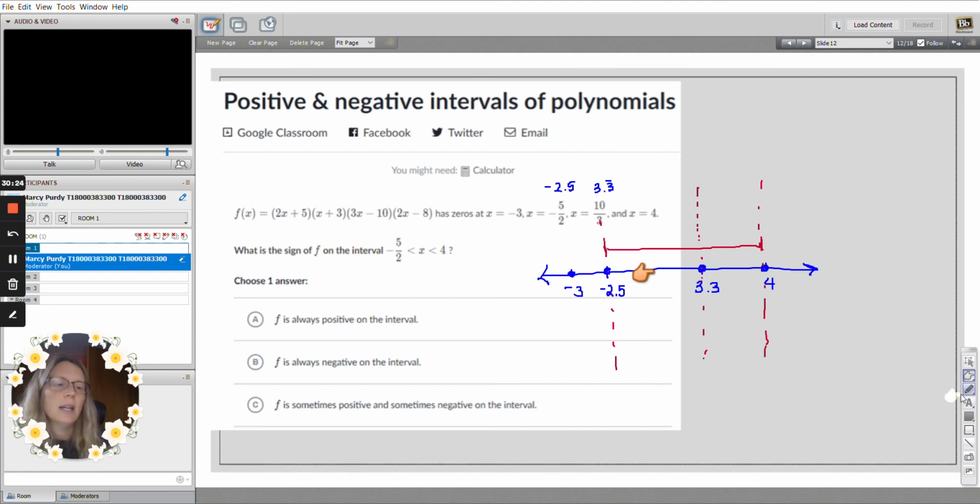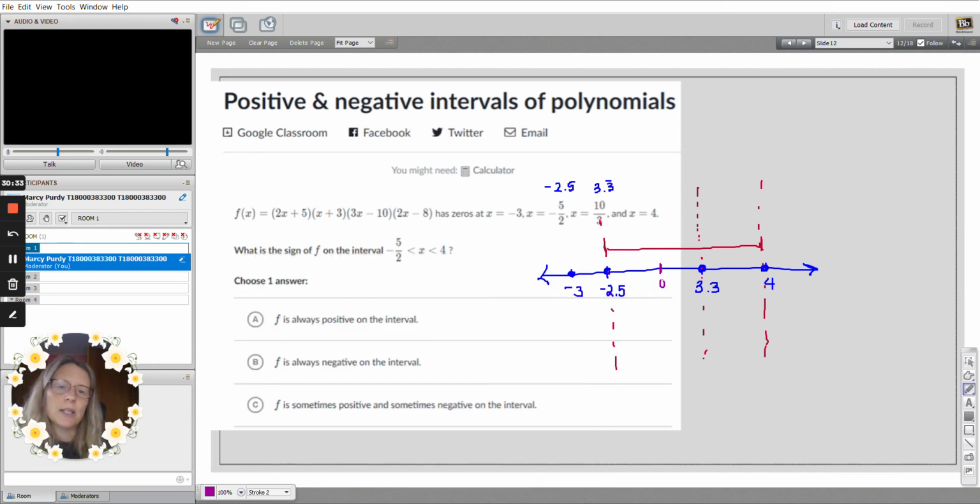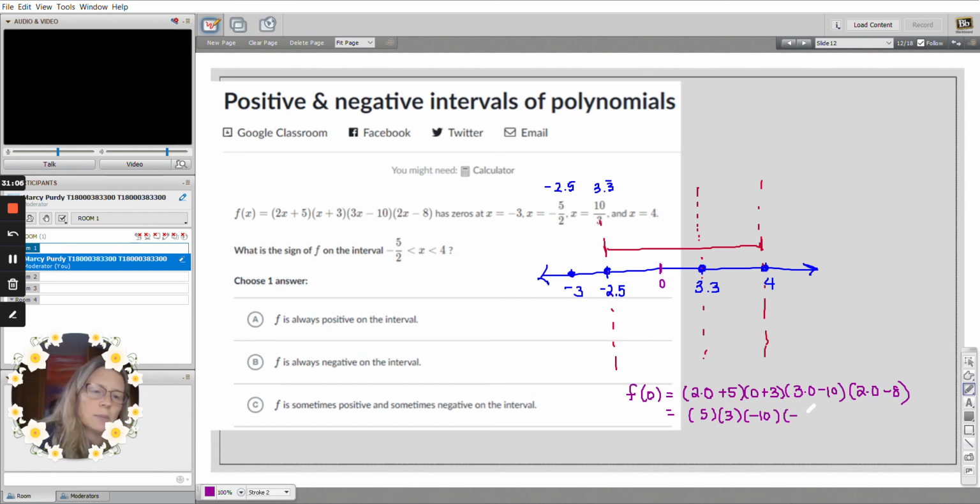Now for this one, 0 is in that interval. So plugging 0 in makes things pretty easy. So for one of your interval points, I would use 0. Okay, so let's plug 0 in and see what we get. So f of 0 is equal to 2 times 0 plus 5, 0 plus 3, 3 times 0 minus 10, and 2 times 0 minus 8. So when you look at all of that, here's what we get: 5 times 3 times negative 10 times negative 8.